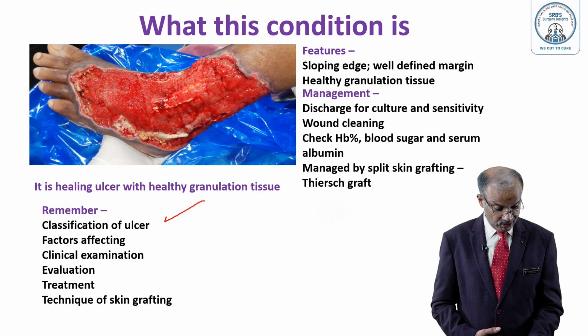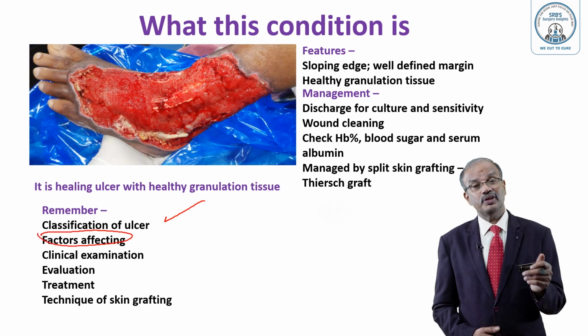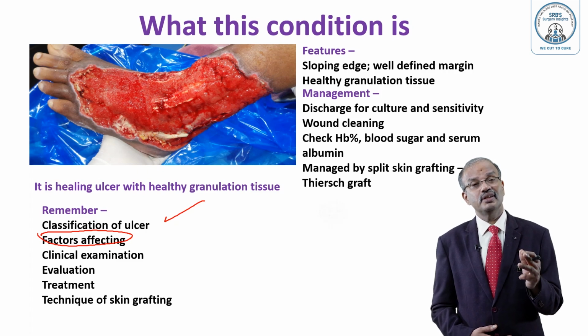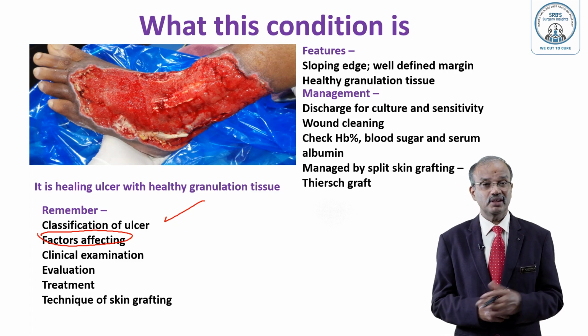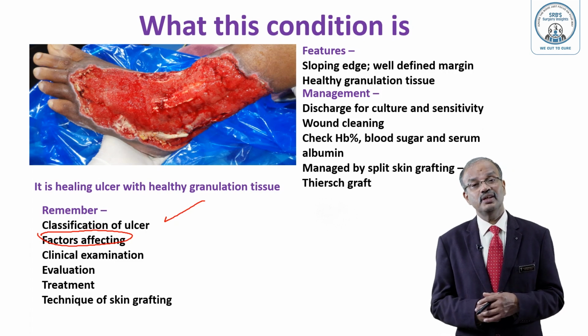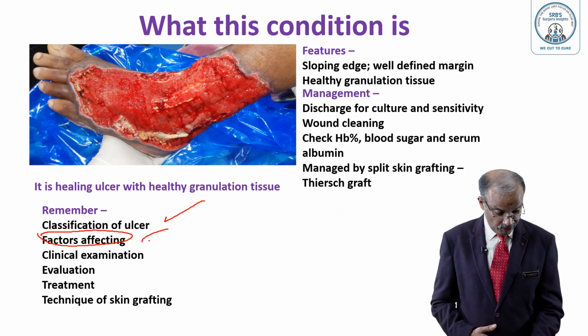rodent ulcer, like that. Other classification: factors affecting healing, local and general factors. Local factors: infection, foreign body, around the joint, immobilization, mobility, joint involvement, all these things. Systemic factors are anemia, low albumin, deficiencies, malnutrition, and vitamin deficiency. Diabetes, malignancy, radiotherapy, patient on steroid, all those things are the general factors. Local factor, general factor.